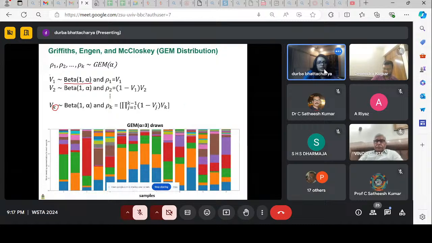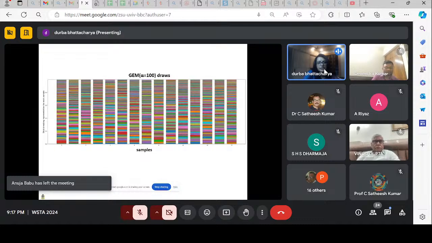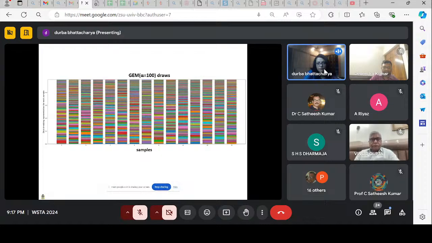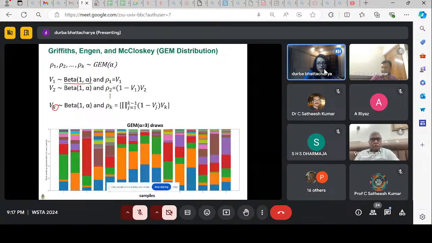So v1, rho 1, rho 2, rho k, all these lie between 0 and 1, right? So this is a typical draw which I have shown for the GEM distribution for alpha equal to 3. So for any choice of k, you can have this kind of distribution over 0 and 1. For alpha equal to 100, we can see the density has become more dense. For alpha equal to 3, the distribution becomes more concentrated for higher values of alpha.